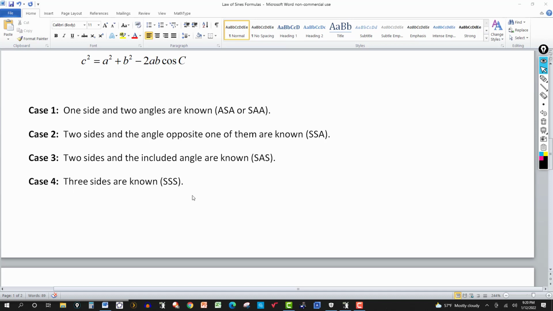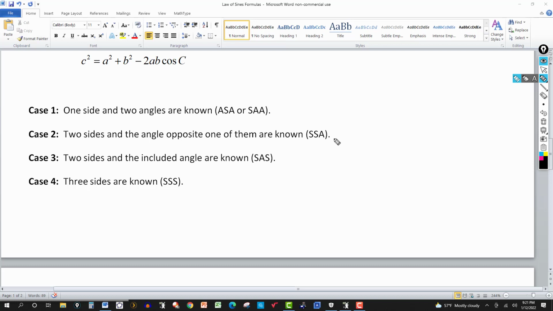Notice here, I can't start off with the law of sines, because for the law of sines I need at least one angle, and here I'm not given an angle. So what you want to do is this: if you're given case 1 or 2, either one, you use the law of sines. If you have case 3 or case 4, then you use the law of cosines. So for 1 and 2, it's law of sines. For 3 and 4, it's law of cosines. Now, in 3 and 4, it doesn't mean that eventually you cannot use the law of sines. You can, but you start off with the law of cosines. 1 and 2, law of sines.